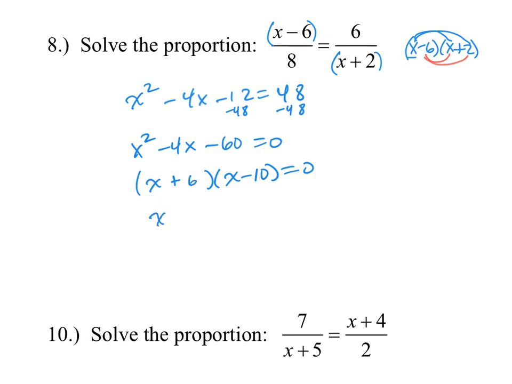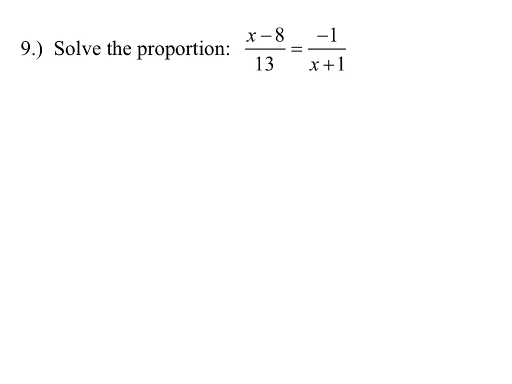So then we'll set each factor equal to 0. Oops, I got ahead of myself. We're setting each factor equal to 0. So x minus 10 equals 0. So our two solutions then would be x equals -6 and x equals 10.